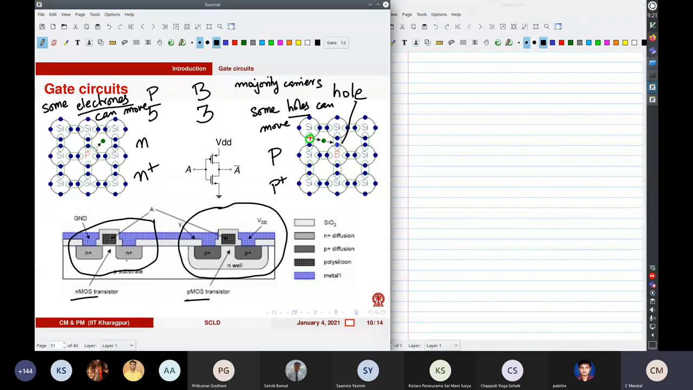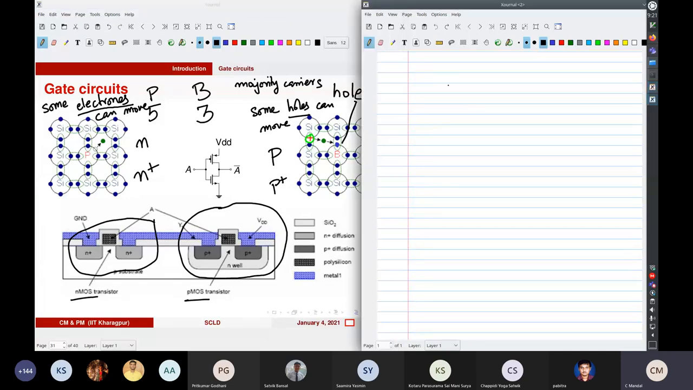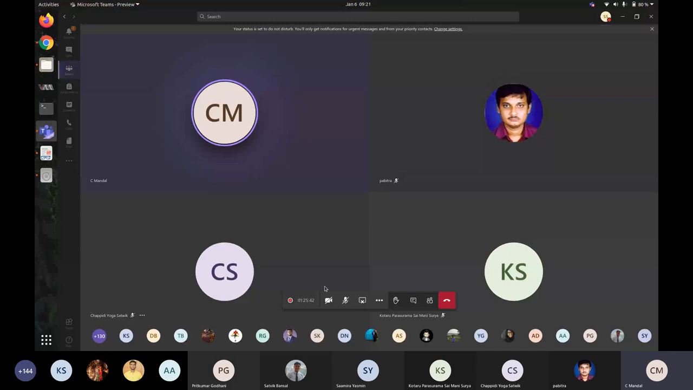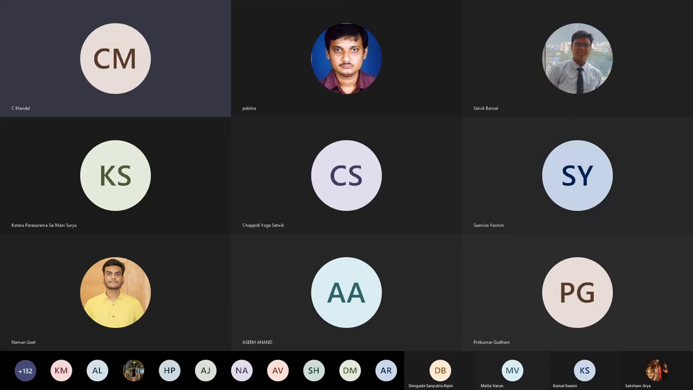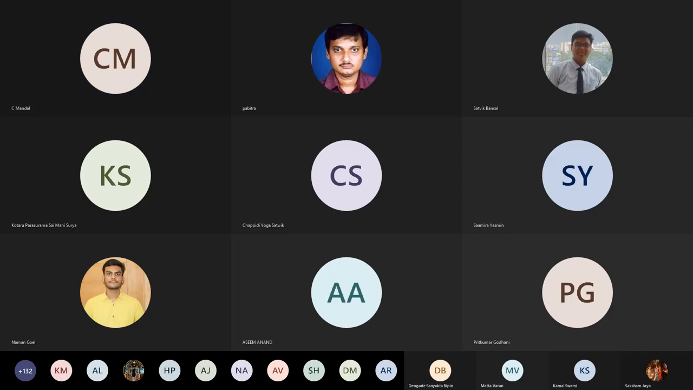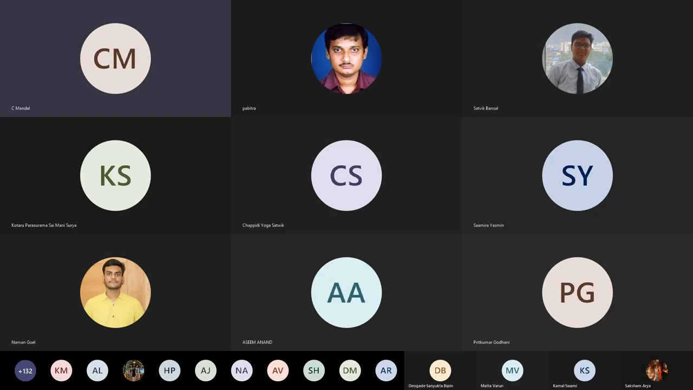So what is happening is, in this N plus, you have this sort of a situation, which is shown over here. So let us just draw it a little bigger over here. So what you have is, let us say, your substrate.